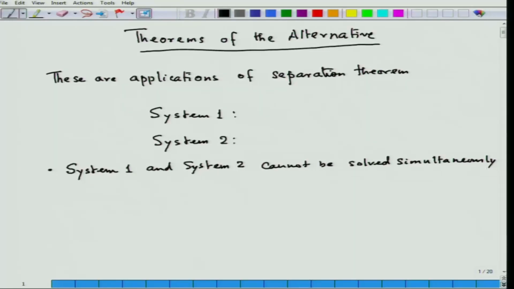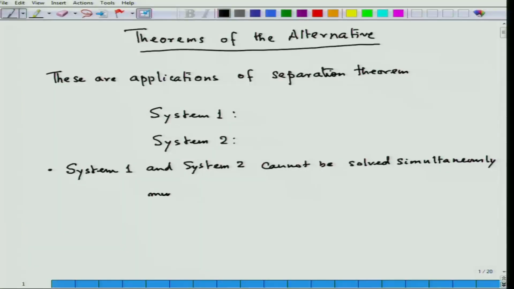Now, why are we interested in such systems? That is the major question. This comes from the very notion of optimality. Let me consider a very simple problem: minimize f of x subject to certain constraints. Let us just take inequality constraints.